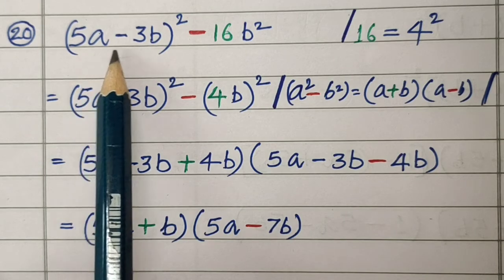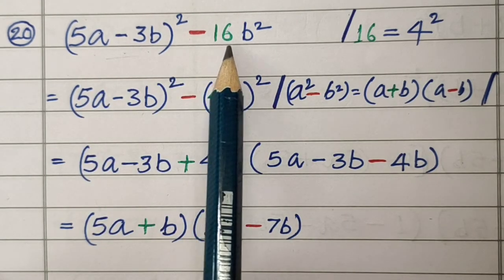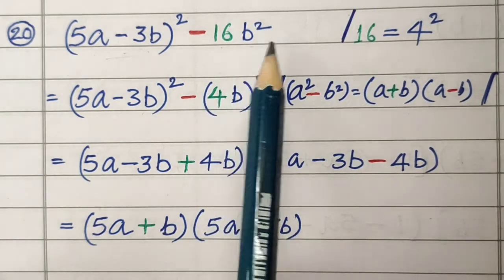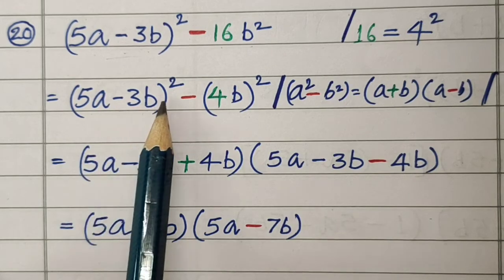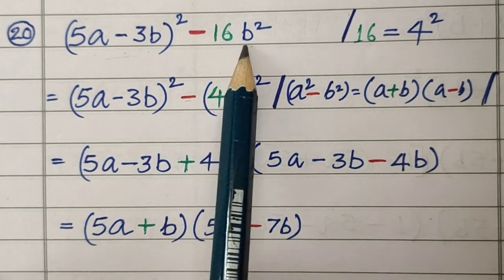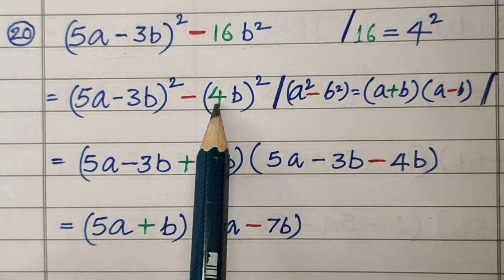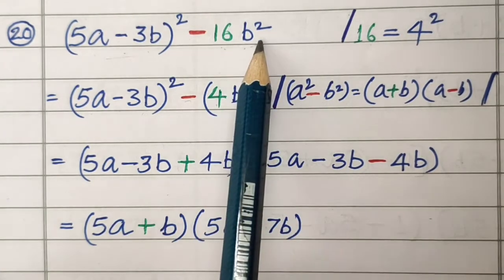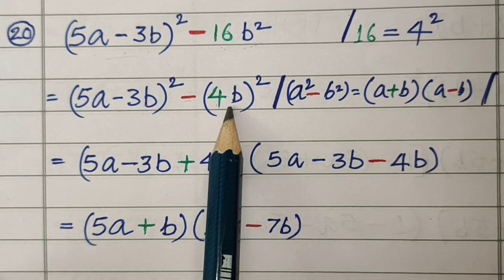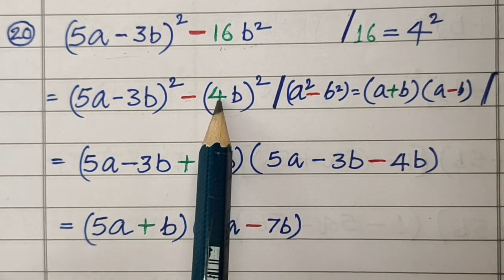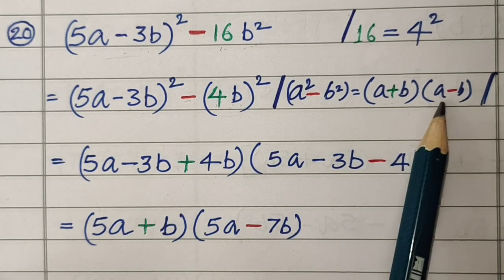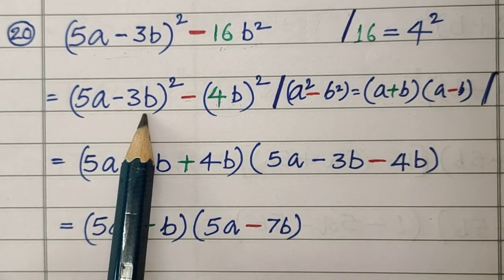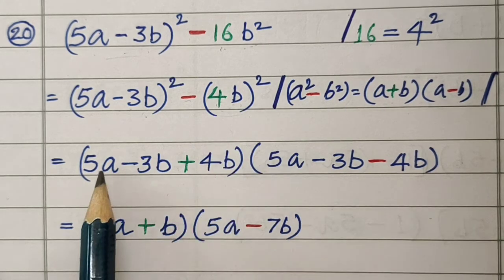In place of a we have 5a − 3b. In place of b² we have 16b². 16 can be written as 4 into 4, that is 4². So (5a − 3b)² − (4b)², since (4b)² is equal to 16b². We want the b² form, that's why we are converting 16 to 4². This is in the form of a² − b², which is (a + b)(a − b). In place of a we have 5a − 3b, in place of b we have 4b.